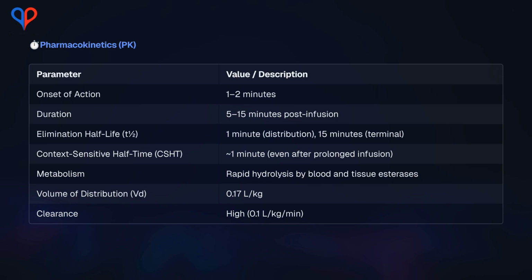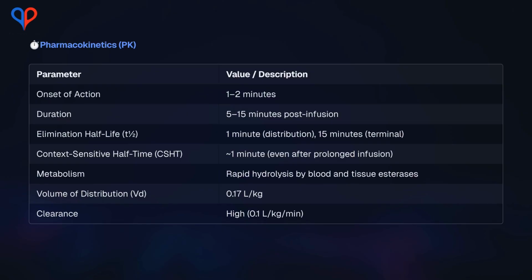Clevidipine is metabolized by nonspecific plasma and tissue esterases, independent of hepatic or renal function, a vital consideration in multi-organ failure or post-bypass patients. The drug's small volume of distribution and rapid hydrolysis make it one of the most titratable antihypertensives available.